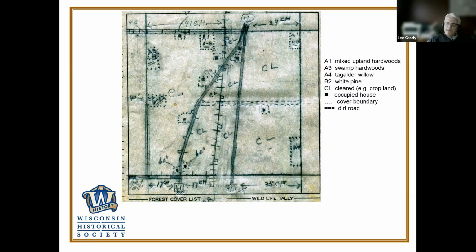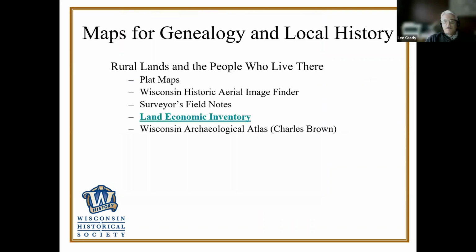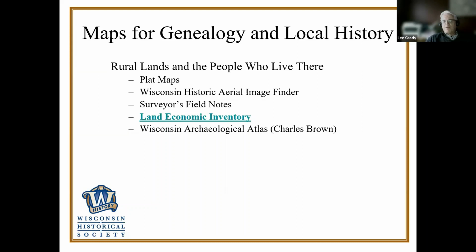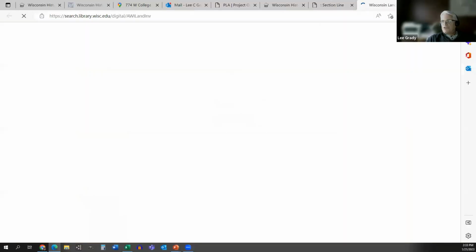But then you might be in a position at some point just to be curious about the history of a piece of property aside from who was there. Say if you live on a farm now, for example, and you're kind of curious. There also, so that you have to come to the archives to see. Those original notes are the most detailed record we have. But there's a slightly less detailed published version of those maps that is available online. Again, it's called the Land Economic Inventory.